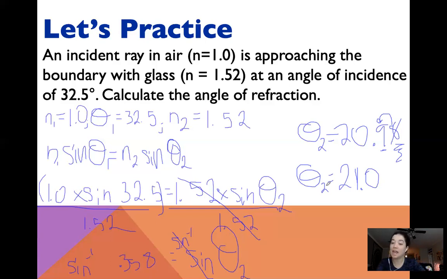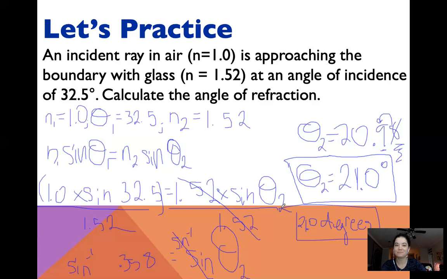Now, this is an angle, so I will say it's in degrees. When you are putting a theta into your answer for the assessment, make sure you actually type out the word degrees. So I would do 21.0, 1 space, degrees. Okay. Oh, look how beautiful that is. Perfection.